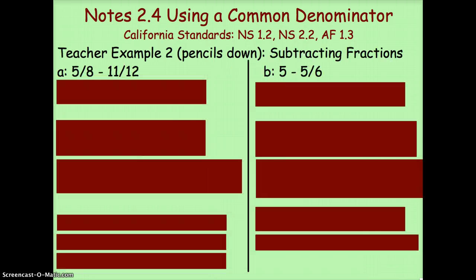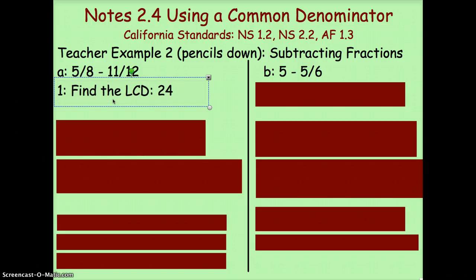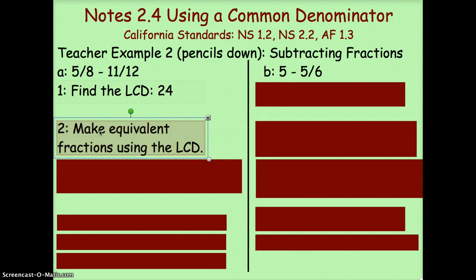Okay, next teacher example. Now we're looking at subtracting fractions. Again, another place where you tend to have more mistakes. First off here, my LCD between 8 and 12. One way I can do this is skip count by my larger denominator. 12 times 1 is 12. We know 8 doesn't go into 12 evenly. 12 times 2 is 24, and 8 does go into 24. So that is my LCD. Now I want to make equivalent fractions using that LCD.